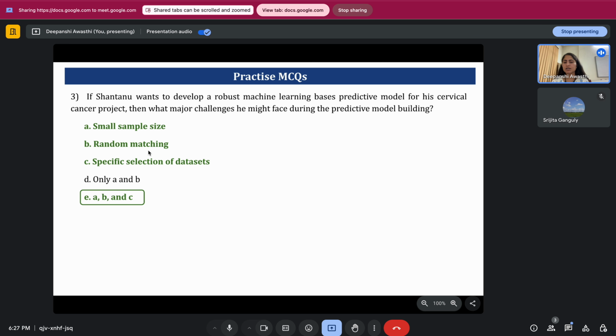Second is random matching. If the sample size is very small and there is random matching, that can also be a problem, so we have to verify whether those matches are significant or just a random match. Then specific selection of data sets. This is also important. If your data set selection is not proper or is poor, then it will not give you proper results. So all these points are important, and these are the challenges someone faces while designing predictive models.